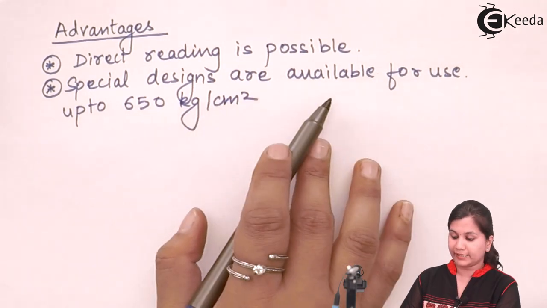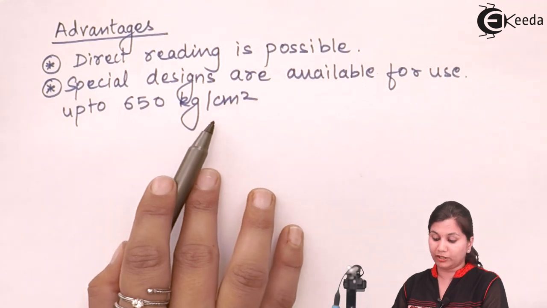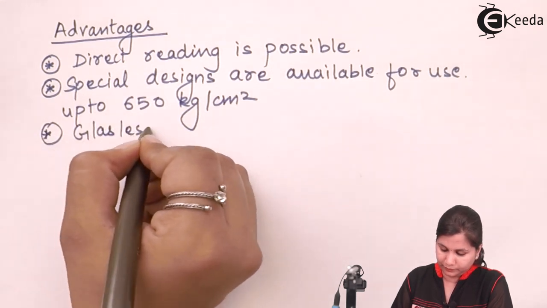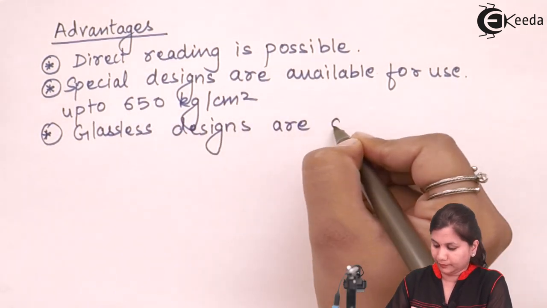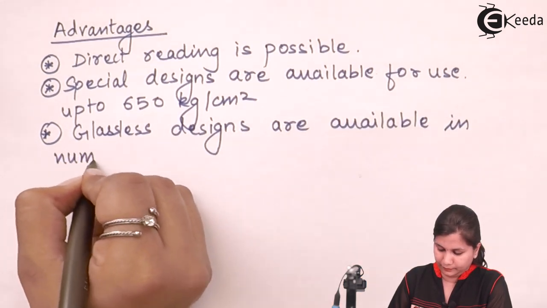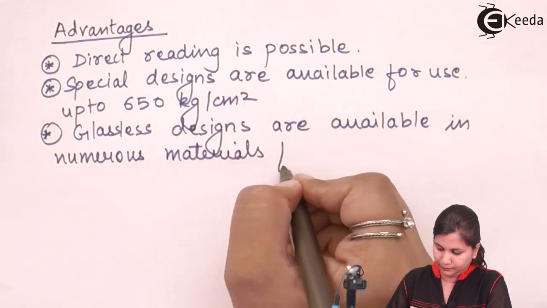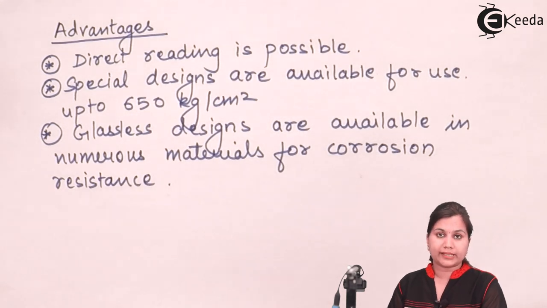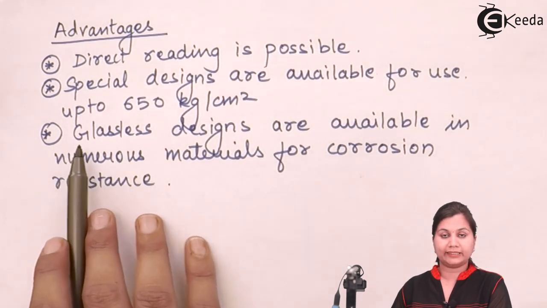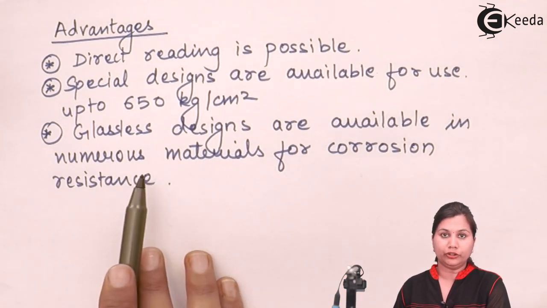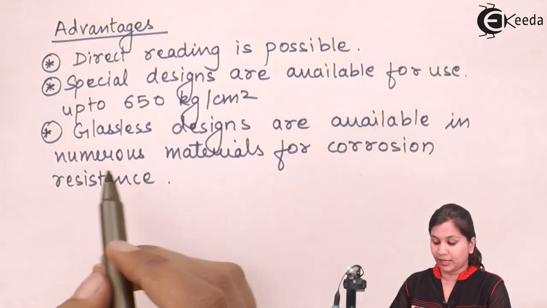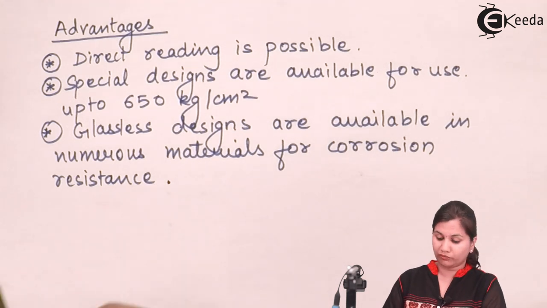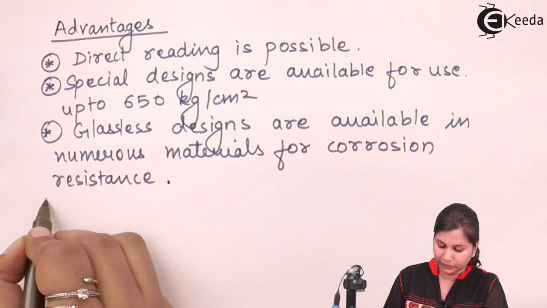Also, special designs are available for use up to 650 kilograms per centimeter cube of liquid level. Also, in this sight glass tube method there are special designs like the glassless designs, which are available in numerous materials for corrosion resistance. So to protect against corrosion, glassless designs are also available.